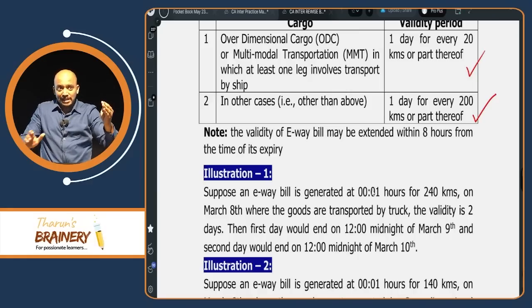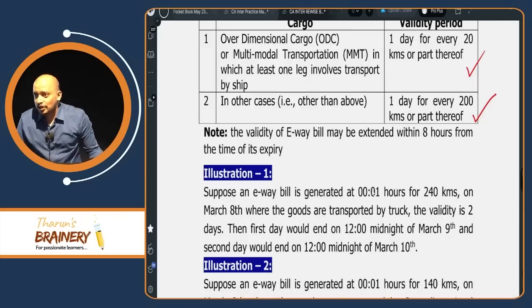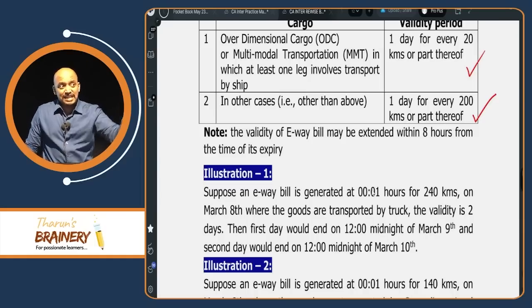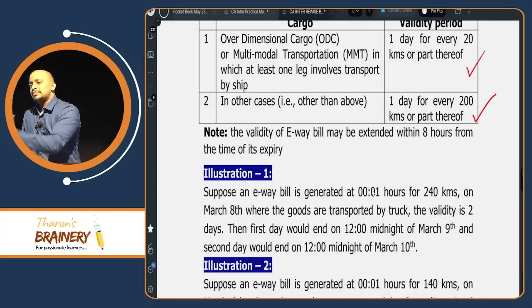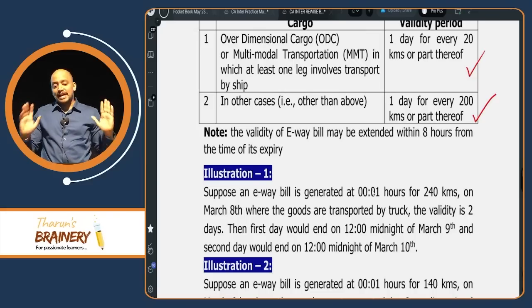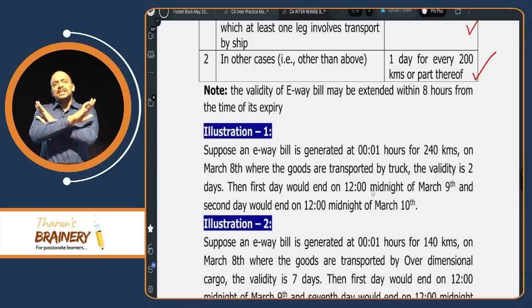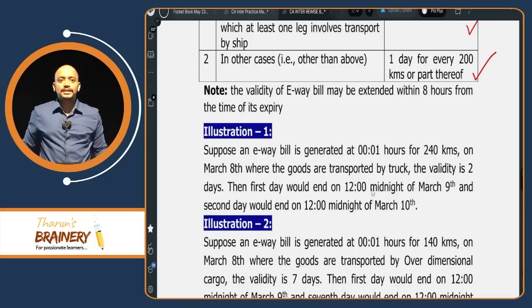Then suppose the e-waybill is generated now at 6 p.m., then also the validity will be counted from today midnight to tomorrow midnight, 1 day. Suppose the e-waybill is generated at night 11:30 p.m., then also it will be counted from the midnight. You understood? So always the validity will be counted from the midnight of the day it is generated to the midnight of the next day as 1 day. Means e-waybill will always expire by midnight. Correct? 12 o'clock. So therefore what is the time limit within which we need to renew the e-waybill? 8 hours. 8 hours means next day morning 8 a.m. the e-waybill needs to be extended.